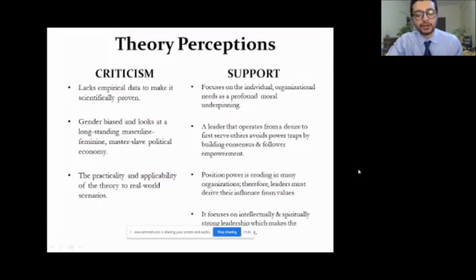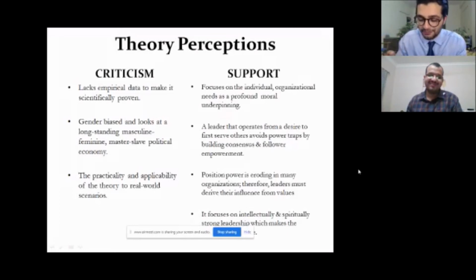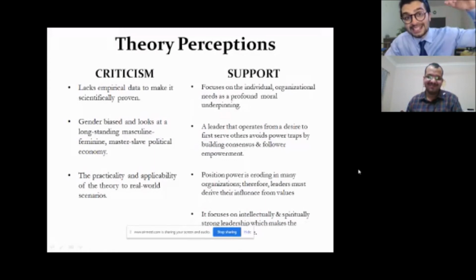The third is that position power is eroding in many organizations. Therefore, leaders must derive their influence from values. I would like to acknowledge Yash on this part. Yash, thank you so much, because you shared a really important fact here. Of the 9 companies which have been listed in Fortune's 100 Best Places to Work ever since the Fortune list started, 7 companies have been following servant leadership all throughout.